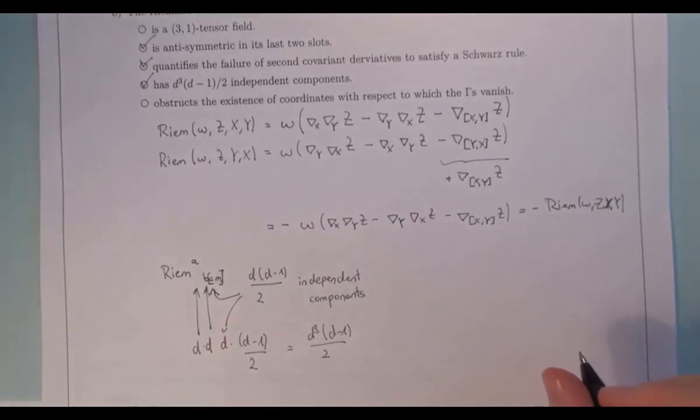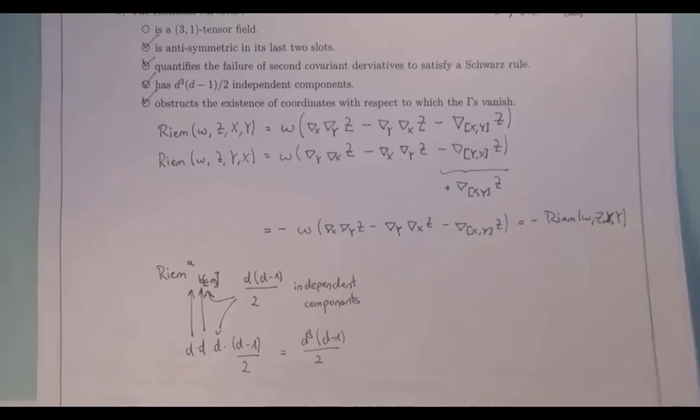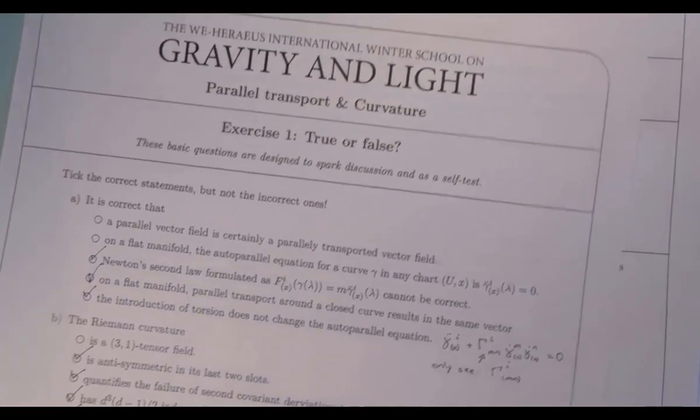And the Riemann curvature, if it is non-vanishing, obstructs the existence of coordinates with respect to which the gammas vanish. Yes, this is true. As we will see in a second, the Riemann curvature is fully determined by the connection coefficient functions, and thus if the curvature doesn't vanish, this means that the gammas cannot vanish everywhere. So this is correct. So we now have exercise 1 done, and we move on to exercise 2.